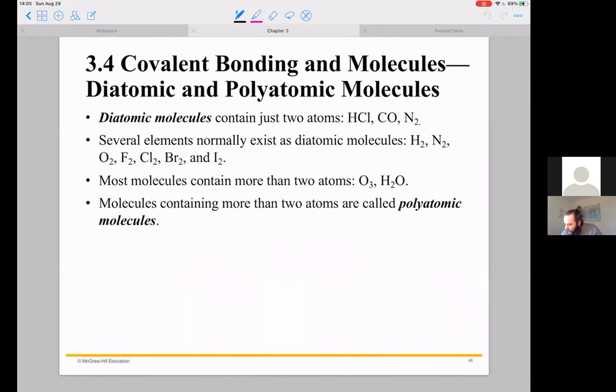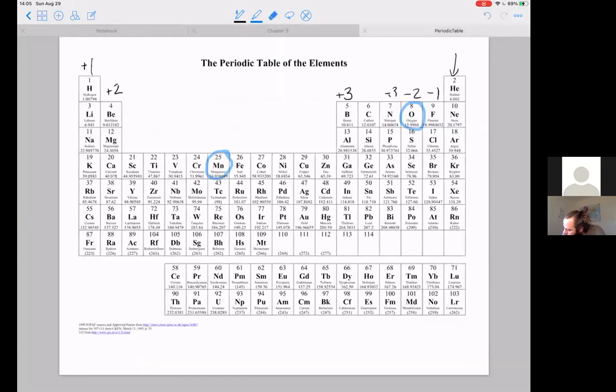Okay, so diatomic molecules are kind of the simplest ones. These are the covalent compounds we're going to learn how to name. And they contain just 2 different atoms. There are certain elements that exist in nature as diatomic. If we look at our periodic table, our diatomic elements are this.